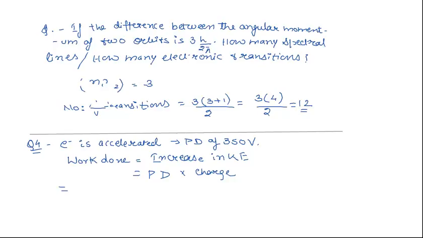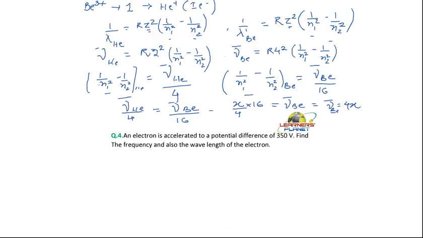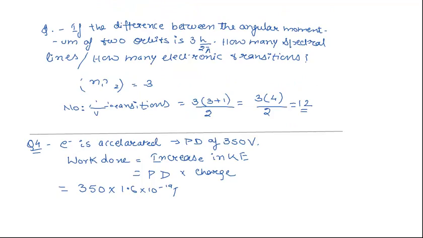Now that will be equal to the potential difference, which is 350 volts, multiplied by the charge, which is 1.6 into 10 to the power minus 19 joules. So what do you want to calculate here? What was our question? We want the frequency as well as the wavelength of the electron.